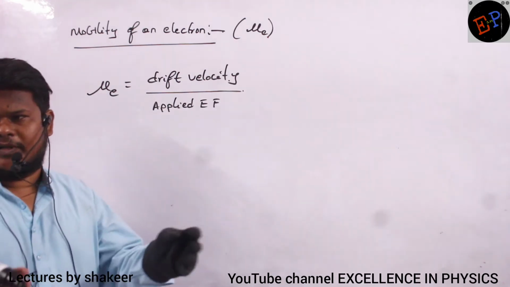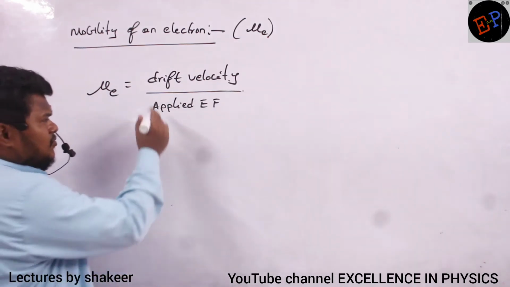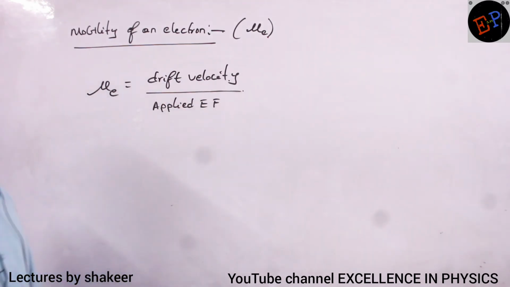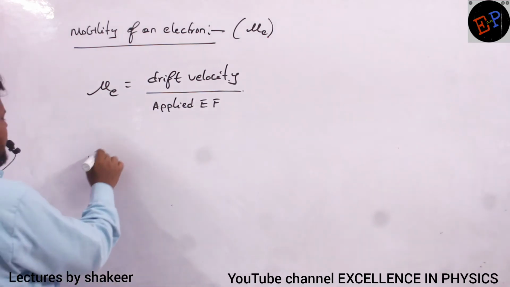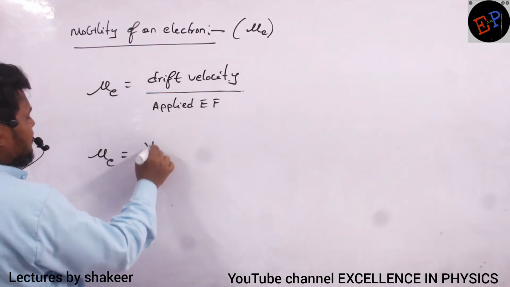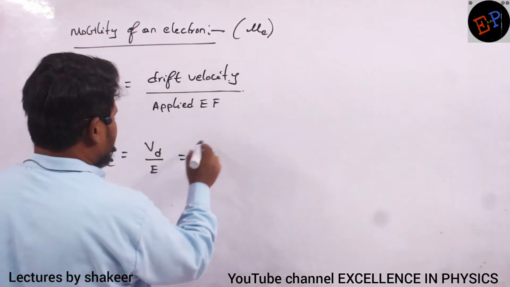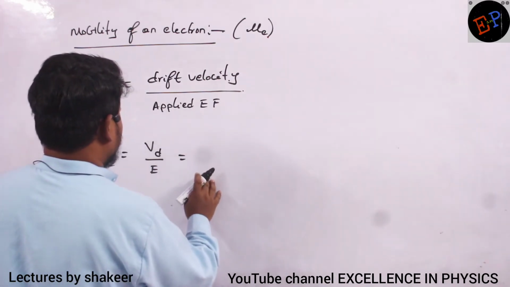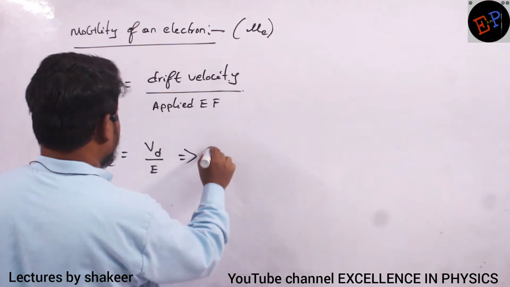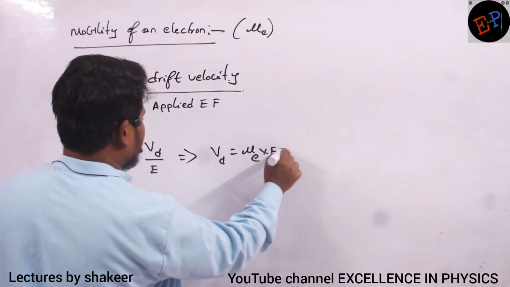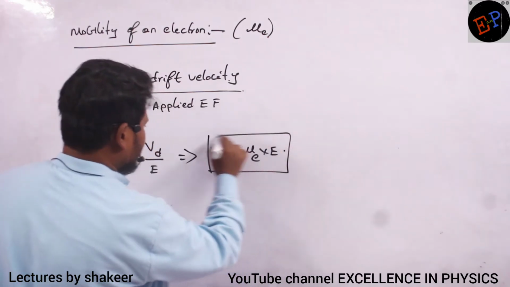Mobility means movement of an electron. Clear? So how much drift velocity it will obtain per how much electric field you are applying. Therefore mu E can also be written as drift velocity divided by applied electric field. Here I will write VD is equal to mu E into E. Let it be one equation.